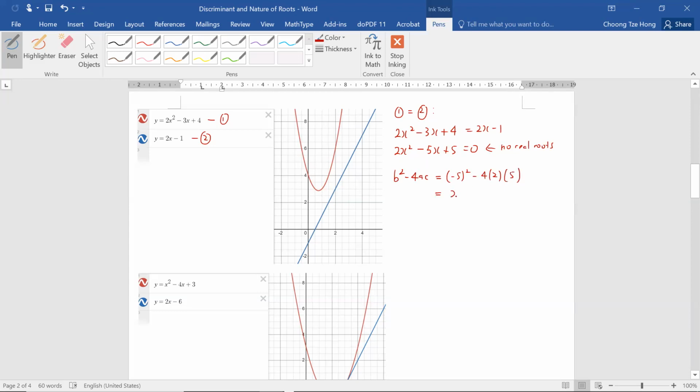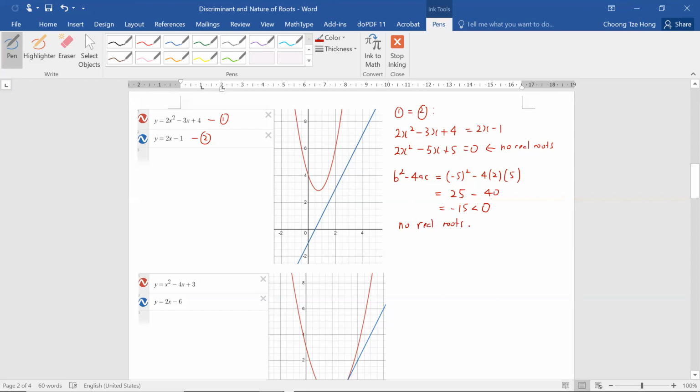Okay, so if you calculate this out, you get 25 minus 40, so you get negative 15. So indeed, it's less than 0. Can you see? When the line and curve don't intersect, when you try to solve them, you will not get any real roots. The quadratic equation should have no real roots, so b squared minus 4ac should be less than 0. So this is a case whereby there are no real roots.